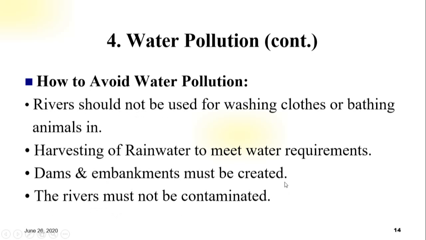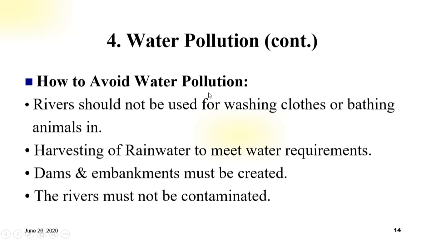And the last one, how to avoid water pollution. Rivers should not be used for washing. People should not wash clothes or bathe animals in the river, because it is not good. It can pollute the water. For example, in some provinces people always use the river or lake for washing clothes or bathing animals.